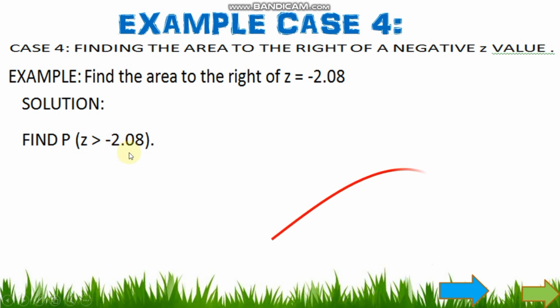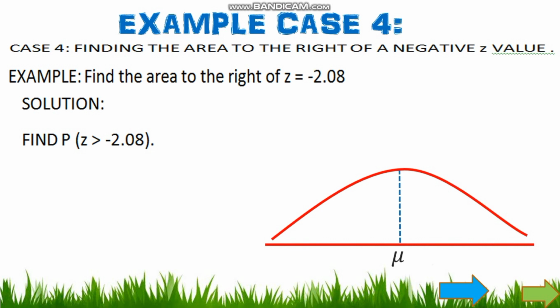Same process, we draw the normal curve, locate the mean which is in the center, and locate where this given z value is in the normal curve. Since it is negative, it is located on the left side of the curve. Now, that is negative 2.08, just do not forget to label it.